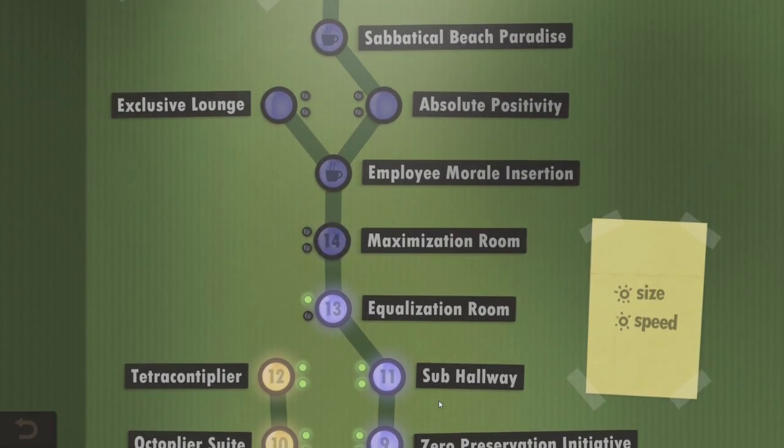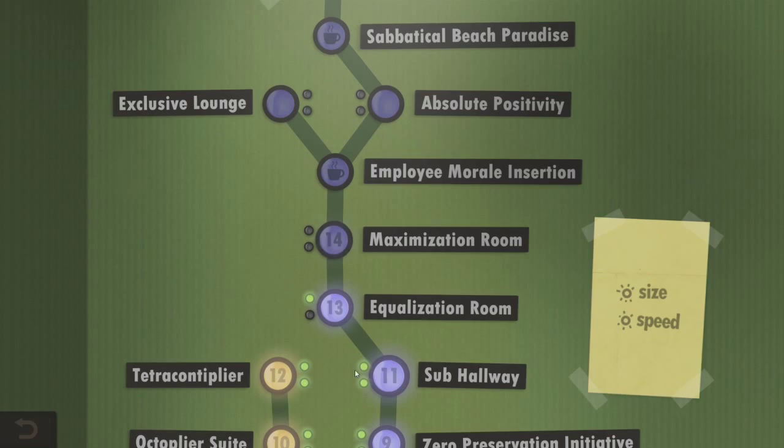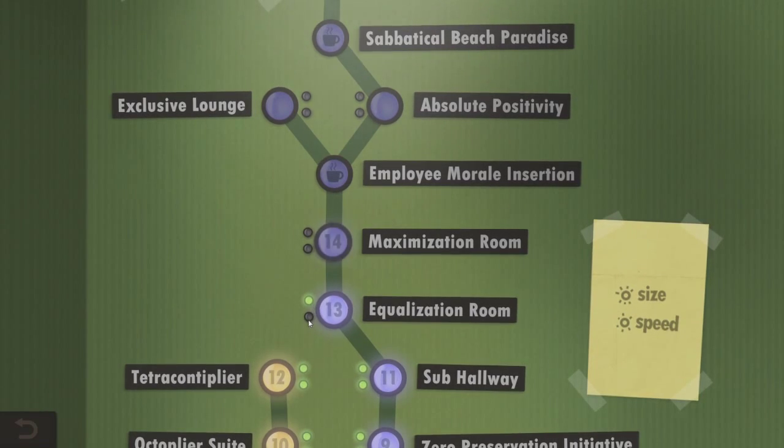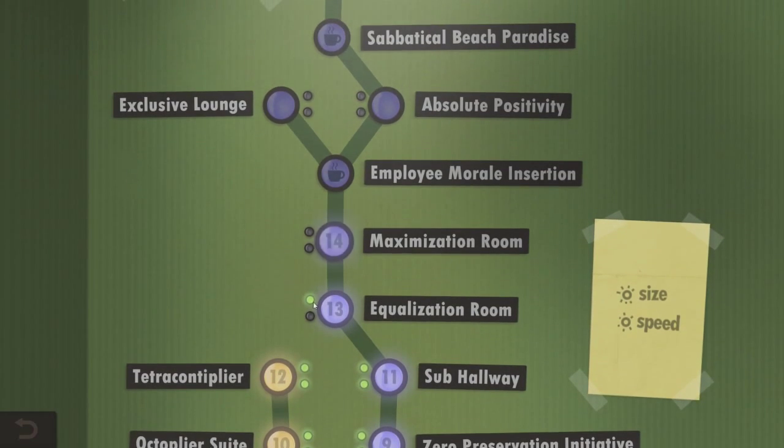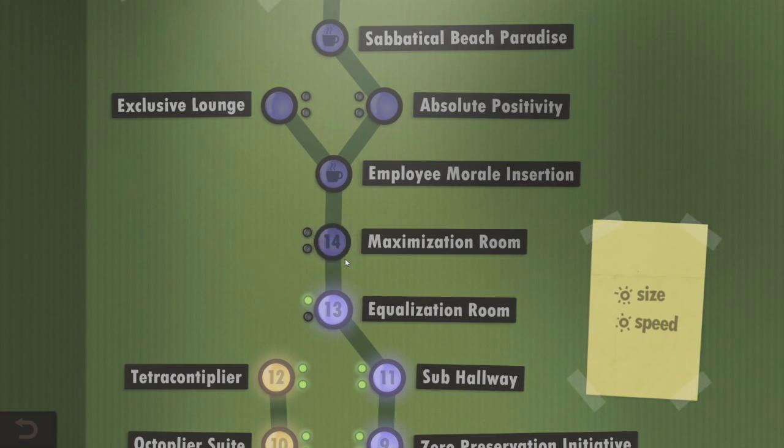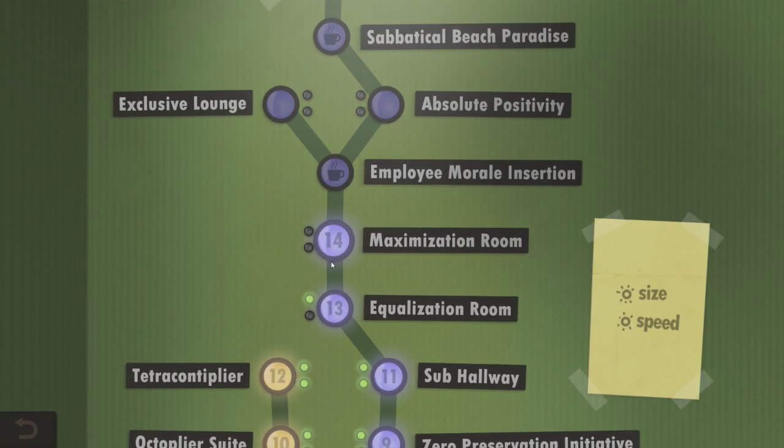I'm having a human resource machine adventure. Yes, I didn't quite finish the equalization room because I didn't get it down to enough steps, but I'm going to the Maximisation Room. Maybe I'll learn something and go back.